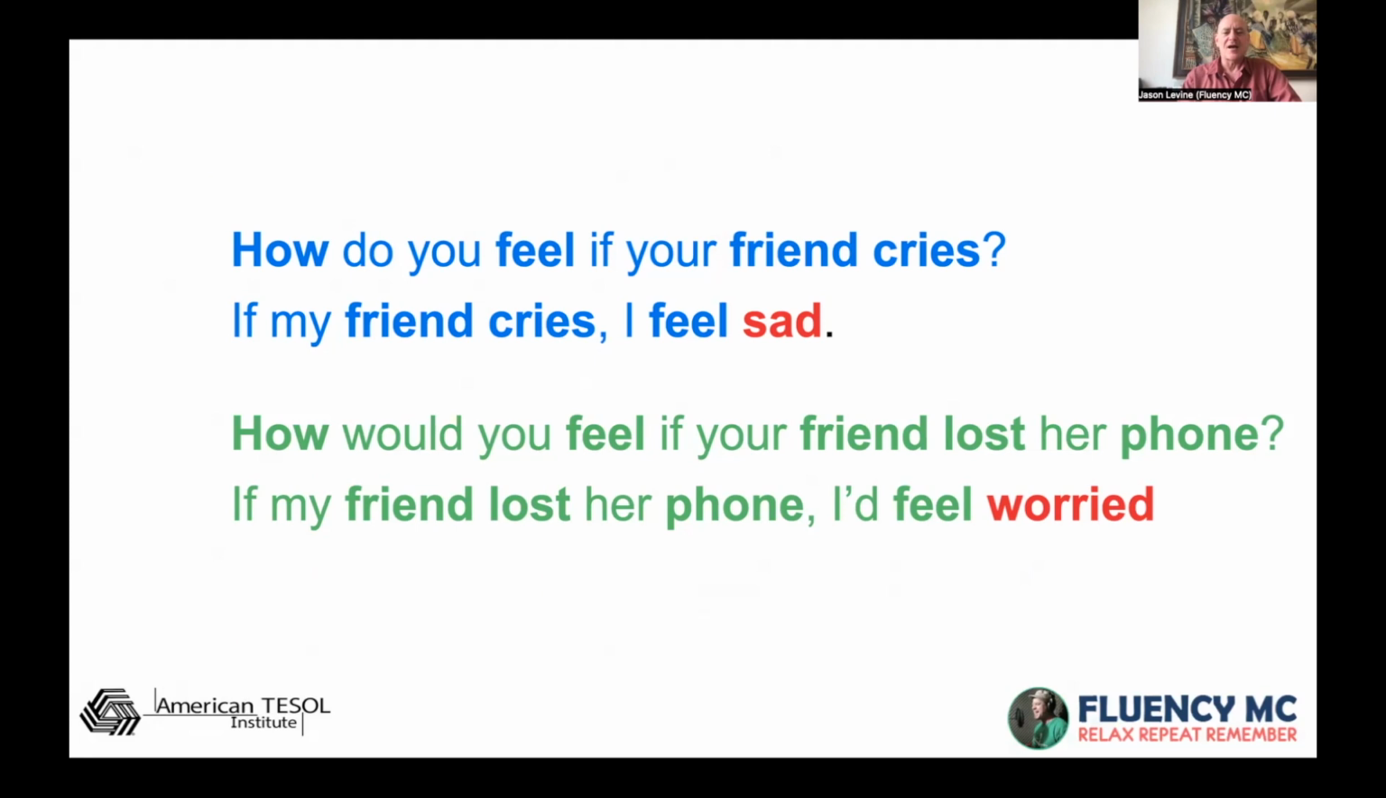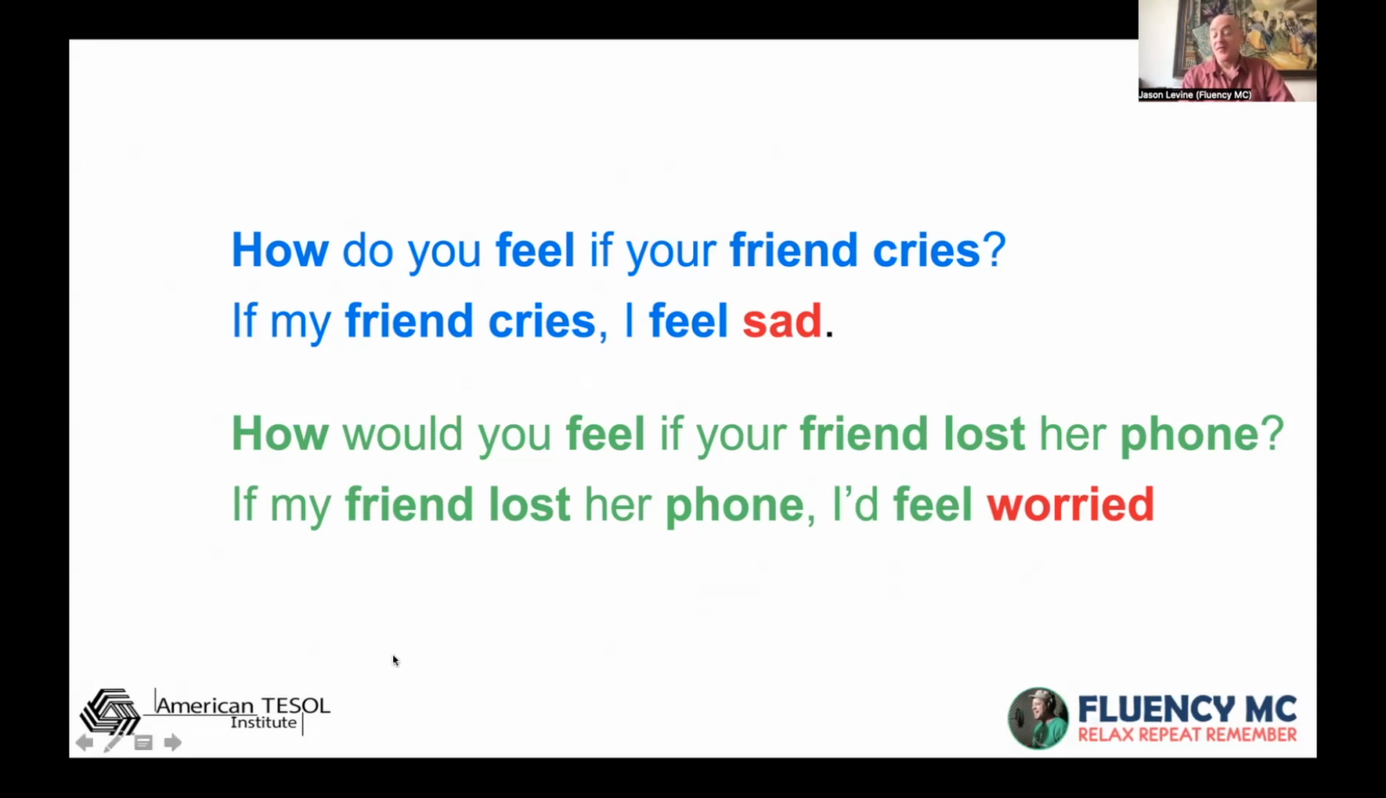So if my friend cries, I feel sad. How would you feel if your friend lost her phone? If my friend lost her phone, I'd feel worried. And there should be a period on worried. Should I fix that too? Okay, I'll do that later.